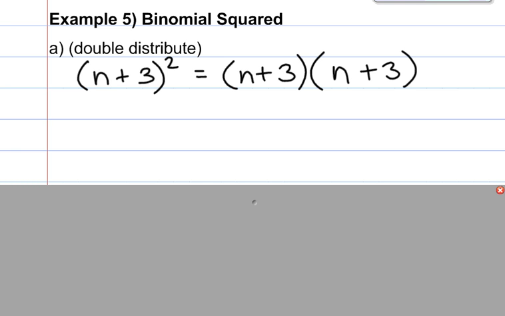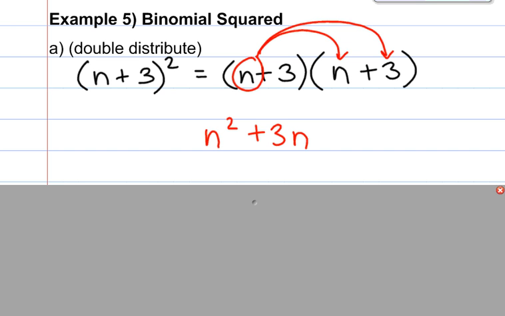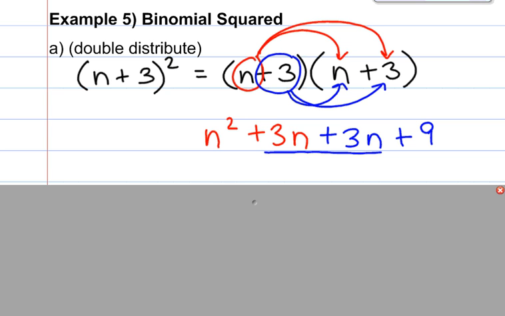And now it becomes the same type of problem that we did in example 3. So we are going to do a double distribute. So that's n times n and n times 3. So that's n squared plus 3n. And then our double distribute means we're going to distribute positive 3. So we get plus another 3n, then plus 9. So these like terms come together, and we're left with n squared plus 6n plus 9.